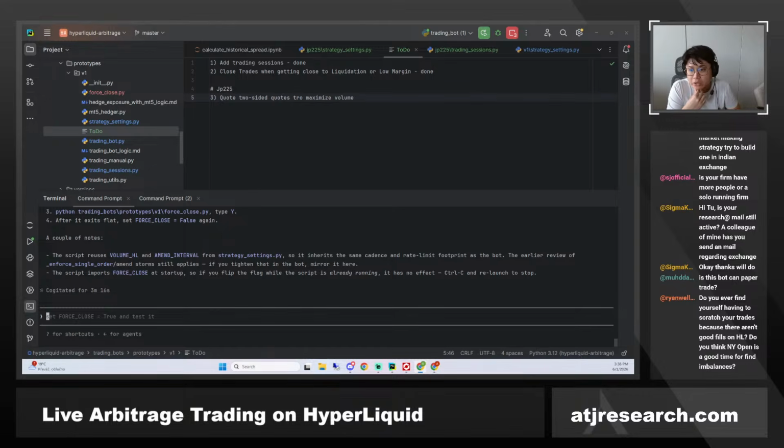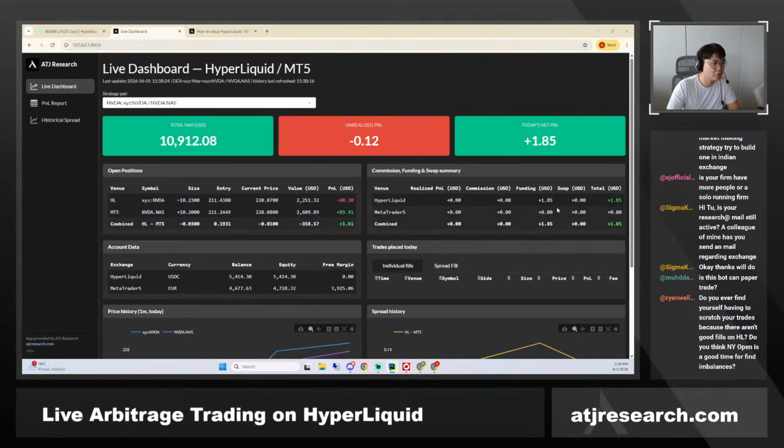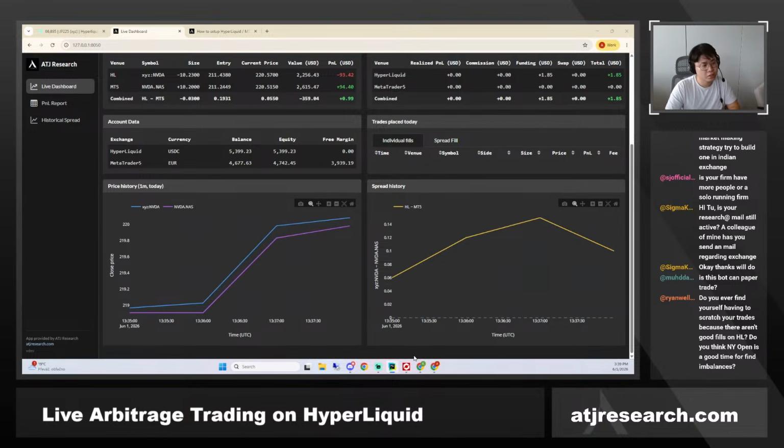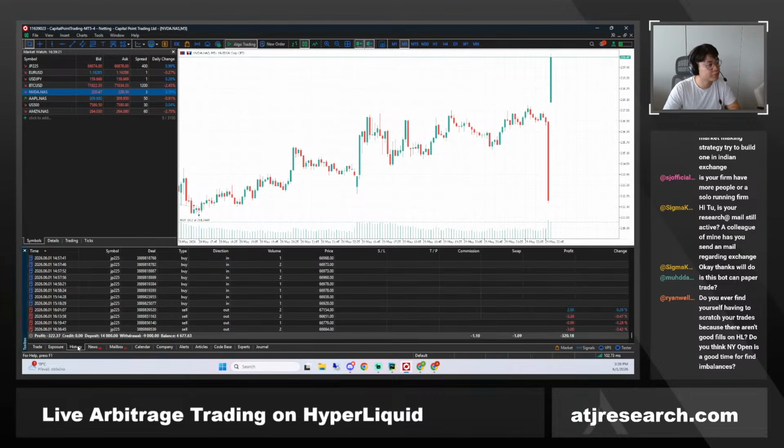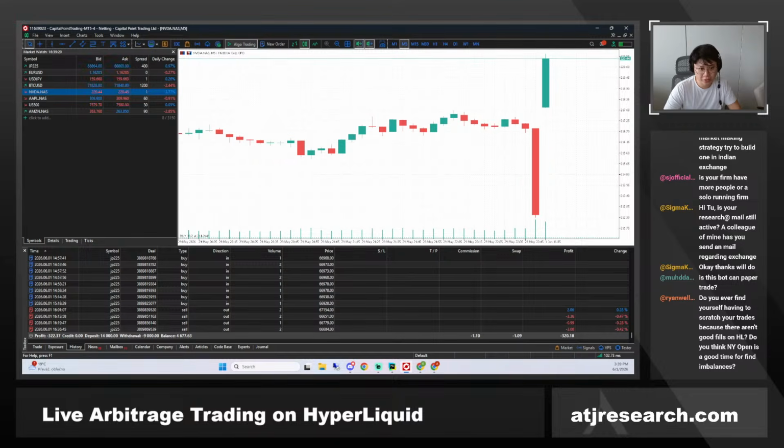Another question: do you ever find yourself having to scratch your trades because there aren't good fills on Hyperliquid? Do you think your open is a good time for imbalances? Well, I think most of the time the fills are pretty good, right? It just depends on the setup, the latency, and the execution quality. And in most cases, it's fine. I think the only time it becomes quite risky is when the market is super volatile, for example, during market opens or news events. So I think avoiding these things helps with the execution risk. But other than that, the fills are pretty good.